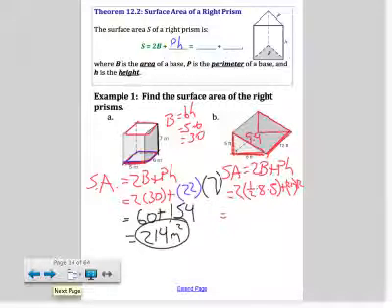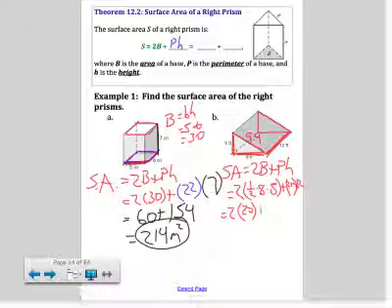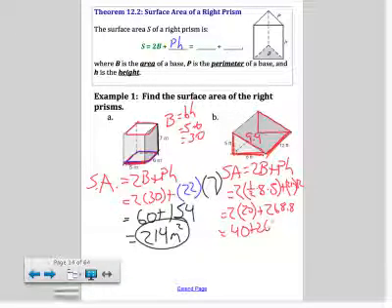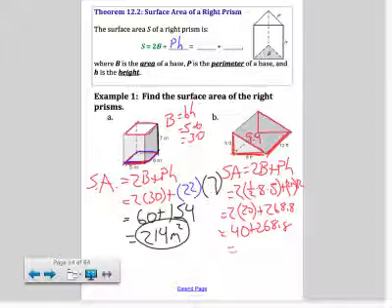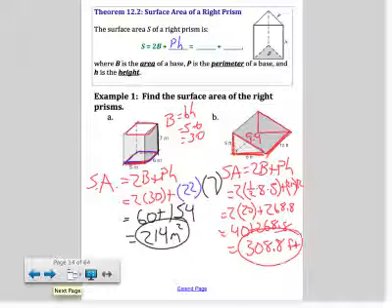And so now I just have to simplify this. So I have 2 times half of 8, which is 4. 4 times 5 is 20. So I have 2 times 20 plus 22.4 times 12, which is 268.8. That's 40 plus 268.8. And when I add those two together, I'm going to get 308.8. Again, units, feet squared, because it's an area.